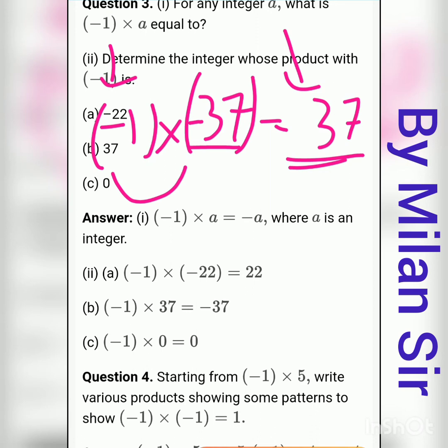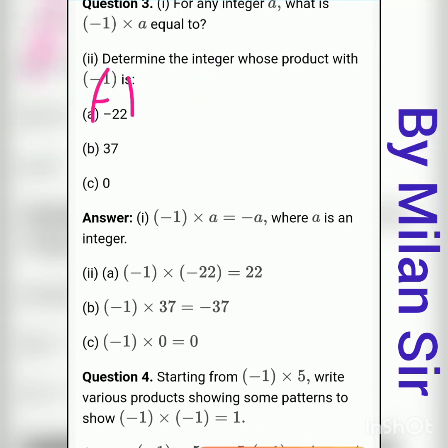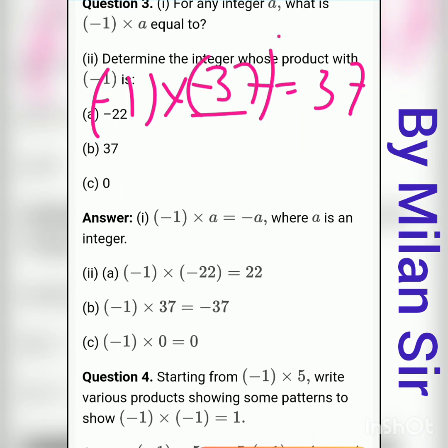Okay, then what happens? 31 ones are 31, and minus times plus gives minus. Okay, so if you want plus 37, here you need to write minus 37, the additive inverse. Additive inverse means the different sign. So minus 1 multiplied by 37: 37 ones are 37, and minus times plus is minus, so your answer is minus 37.